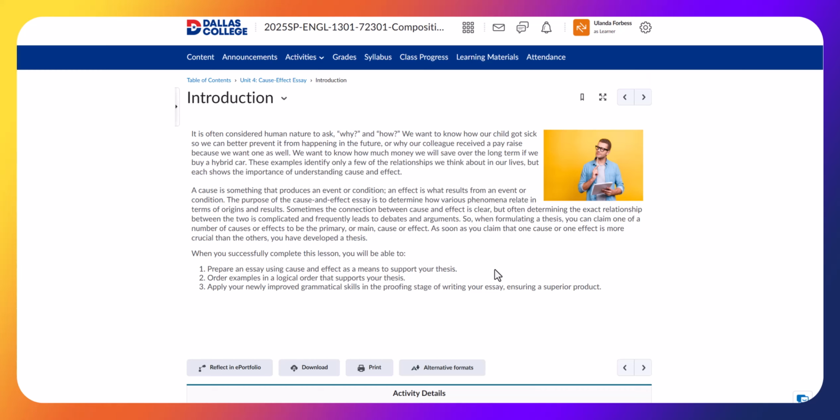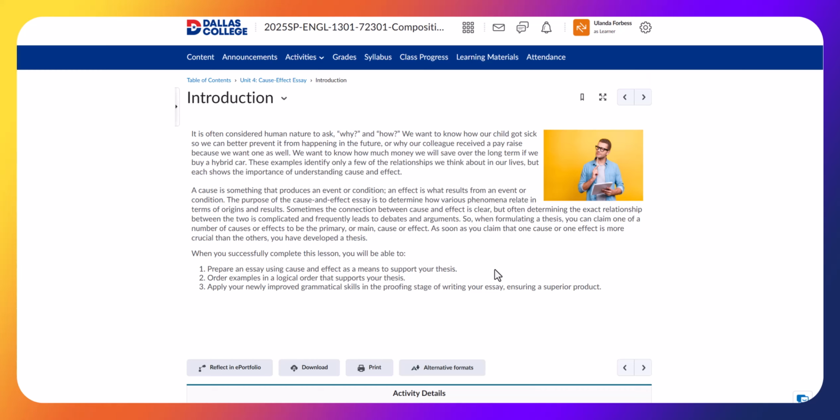A cause is something that produces an event or condition. An effect is the result of that event or condition. So think about if you see clouds in the sky. That doesn't always mean the result will be rain. You have to have the right clouds in the sky in order to produce rain. So there has to be a connection that is clear, and there is a clear, exact relationship between the two.